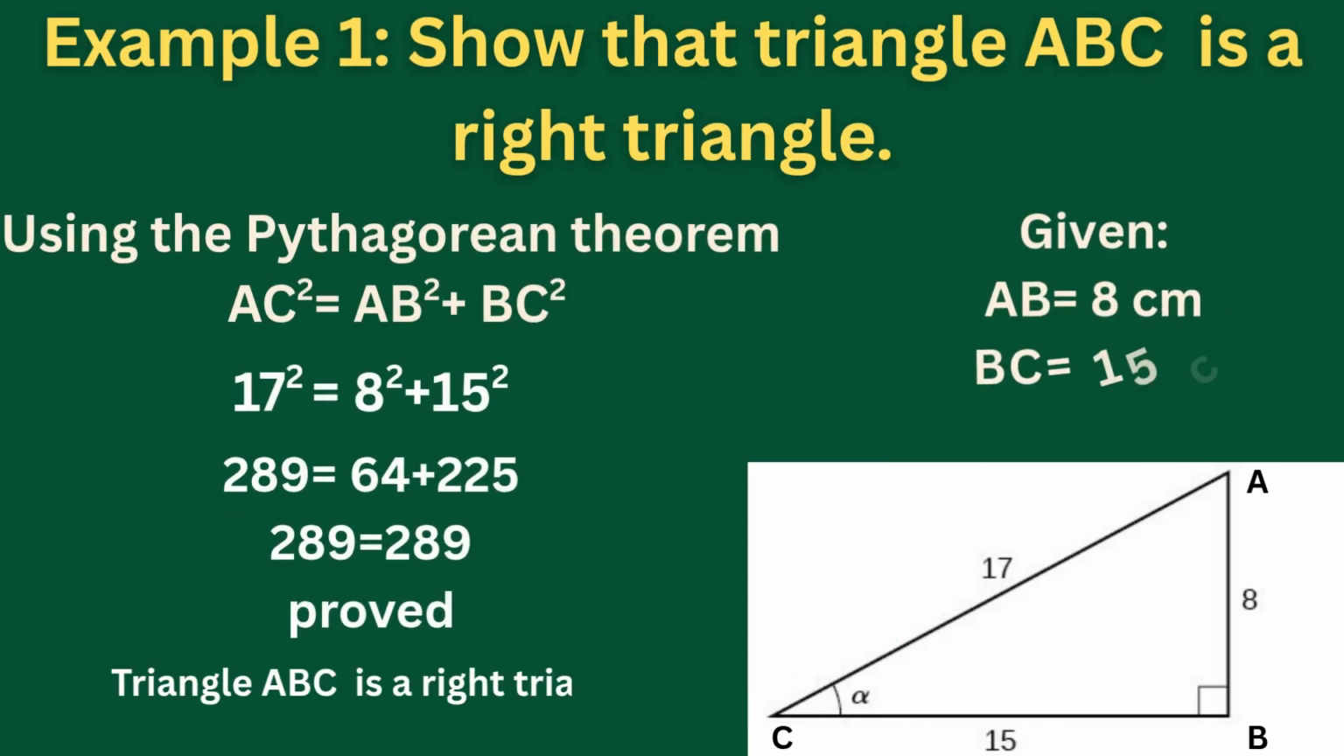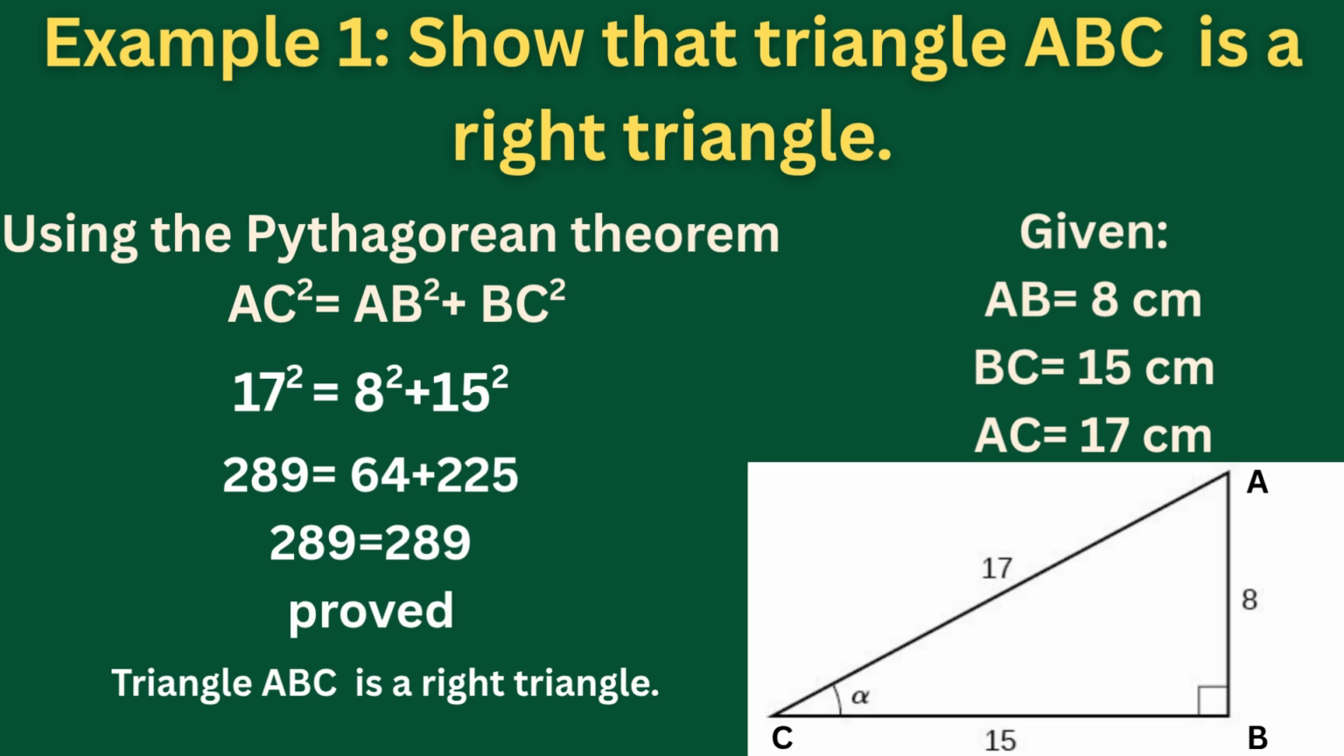Let's solve example 1. Show that triangle ABC is a right triangle. Given a triangle ABC with sides AB equals 8 centimeters, BC equals 15 centimeters, AC equals 17 centimeters. The longest side is AC, then AC is the hypotenuse.